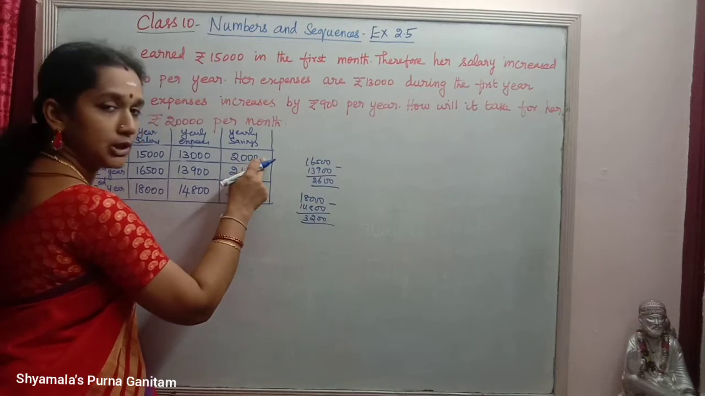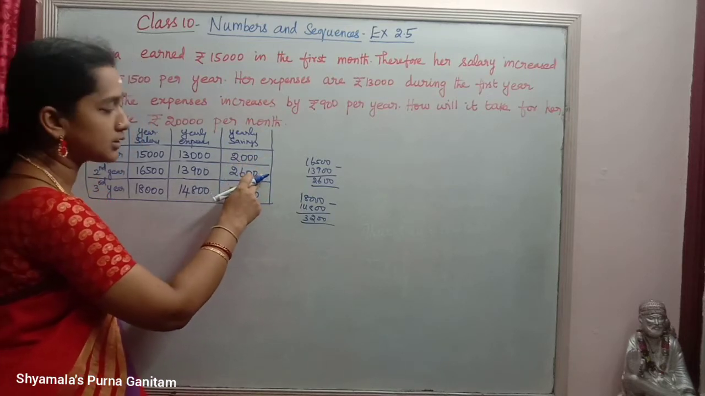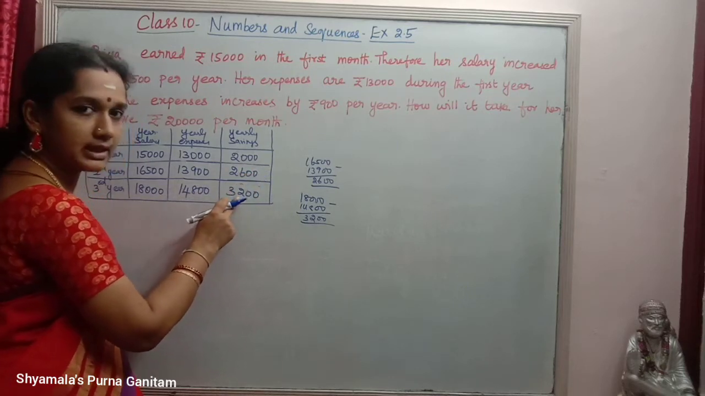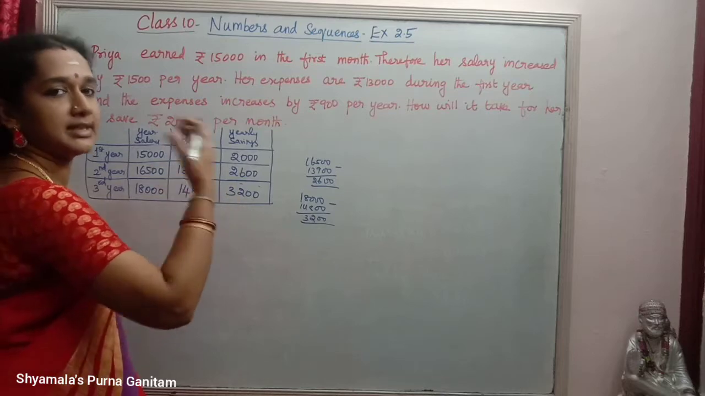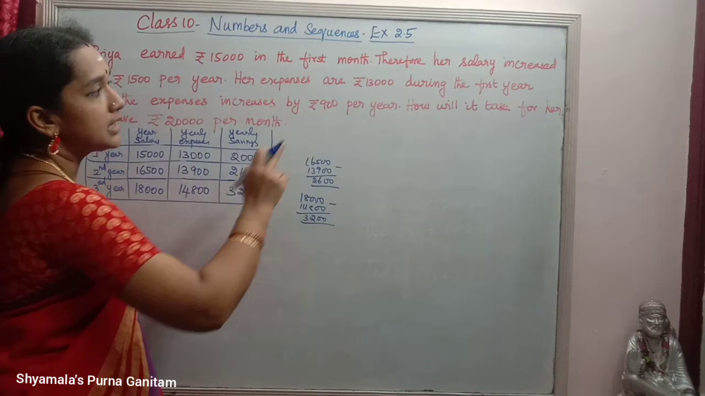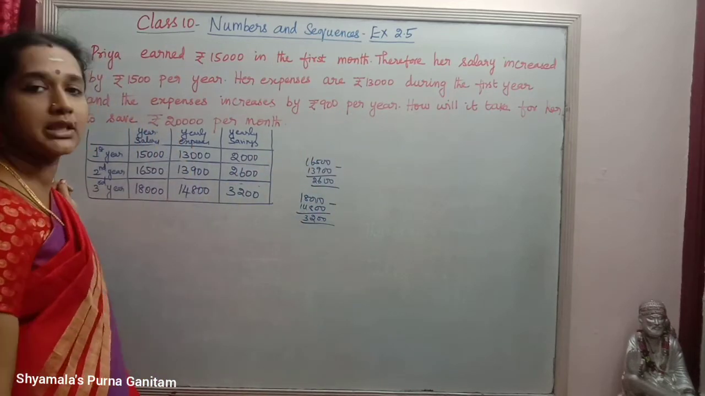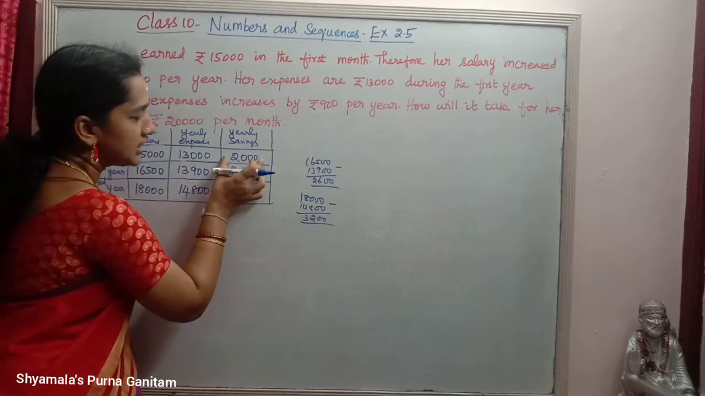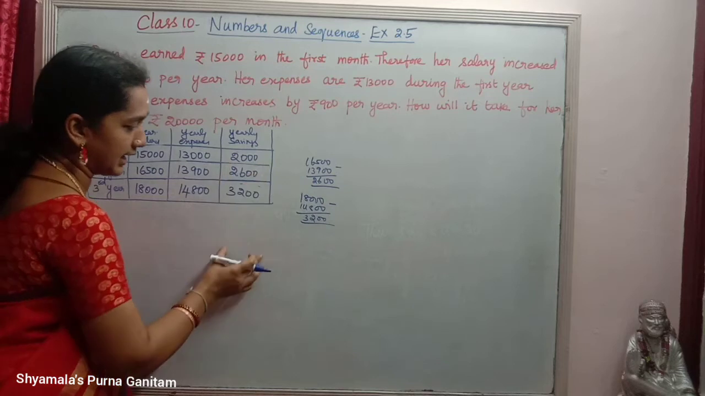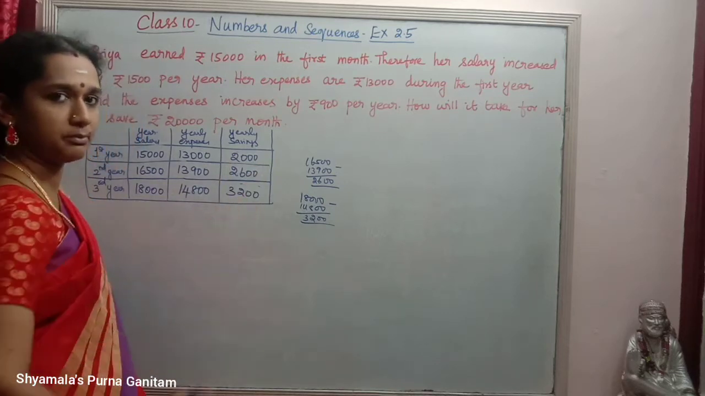So first year 2,000 rupees she is saving. Second year 600 it is increased. So she is saving 2,600 per year. Then the next year she is saving 600 more from the second year. That is 3,200. Our question is, how will it take for her to save 20,000 per month? So here she is saving 2,000 rupees. Next 2,600, like that. In which year she will be saving 20,000 per month.